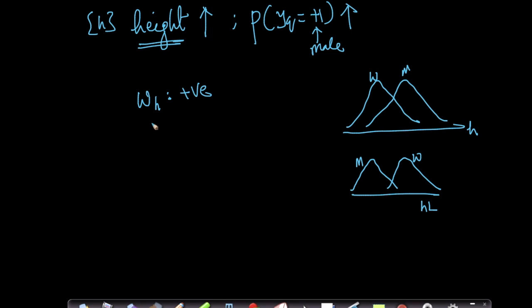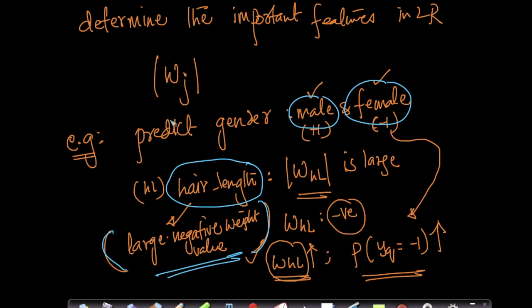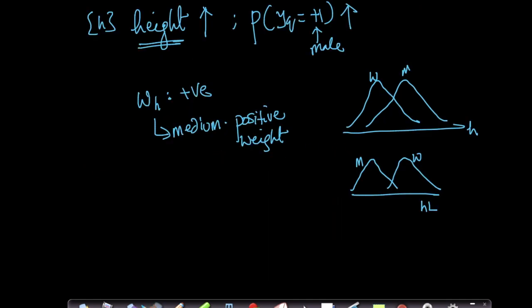So it will get some medium weight. It will get a medium positive weight, because when you actually apply it to the data, that's what I mean when I say feature importance, right? And with feature importance, you also get an additional benefit in logistic regression, which is model interpretability.